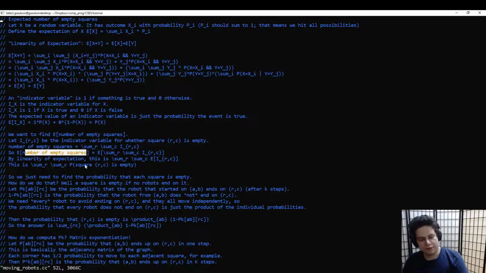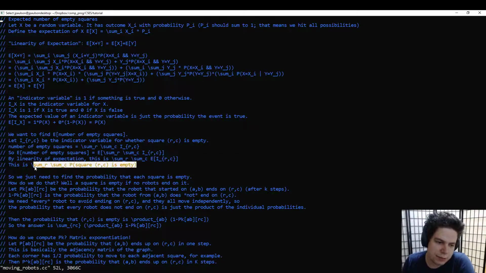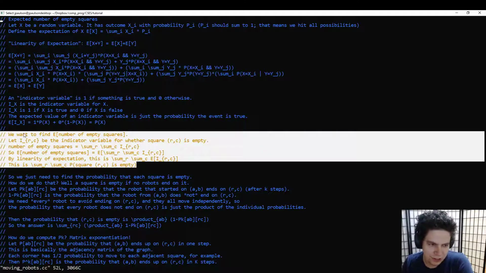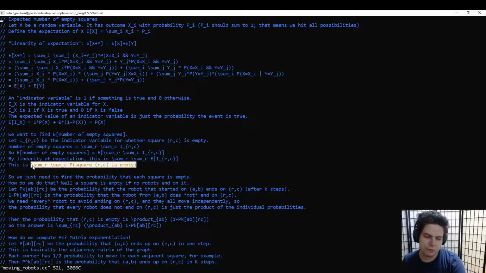But that means that the expected value of the number of empty squares, by linearity of expectation, is just the sum of the expected values of all of the indicator variables, and that's just the sum of the probabilities that all those squares are empty. So this is an important simplification. We've gone from finding the expected number of empty squares to finding the sum over all the squares of the probability that that square is empty.